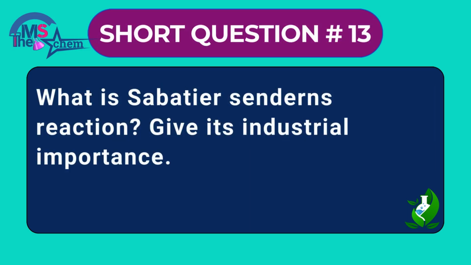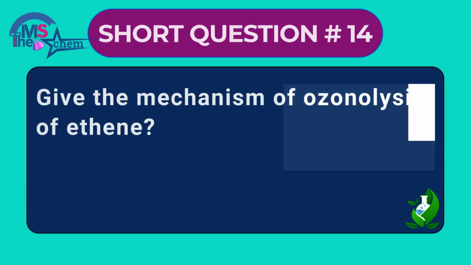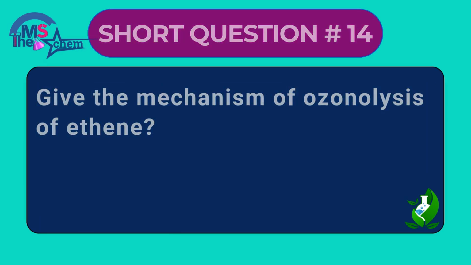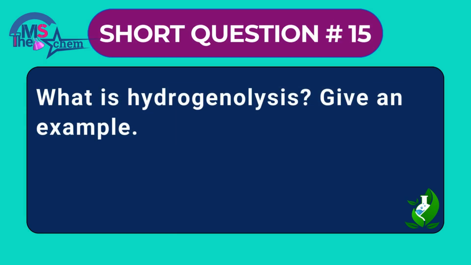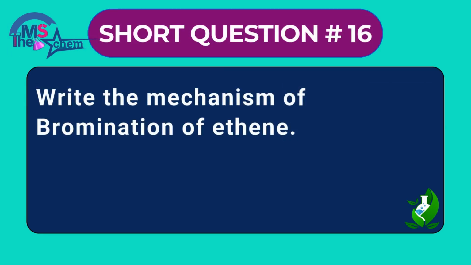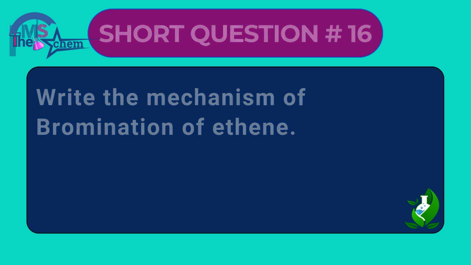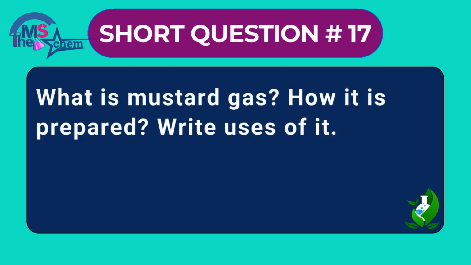Give its industrial importance. And question 14 is: give the mechanism of ozonolysis of ethene. And question 15 is: what is hydrogenolysis? Give an example. And question number 16 is: write the mechanism of formation of ethene. And question 17 is: what is mustard gas? How it is prepared, and write its uses.